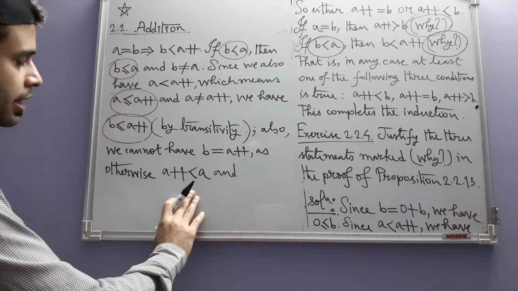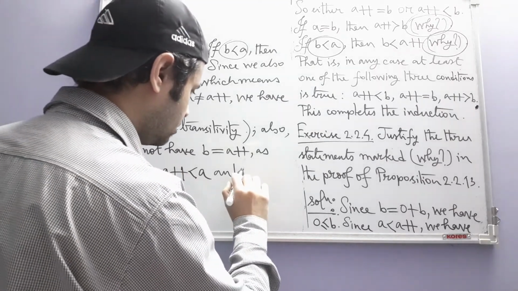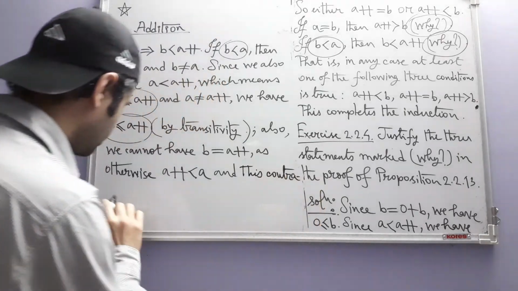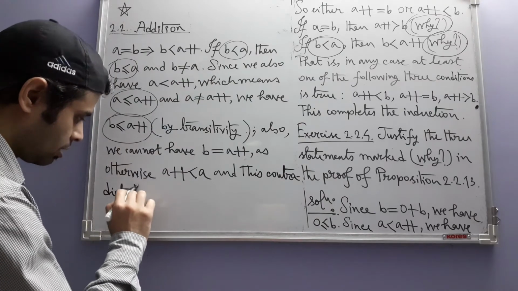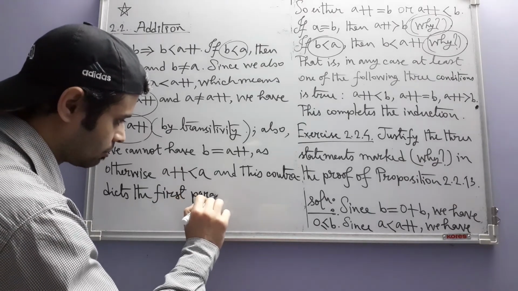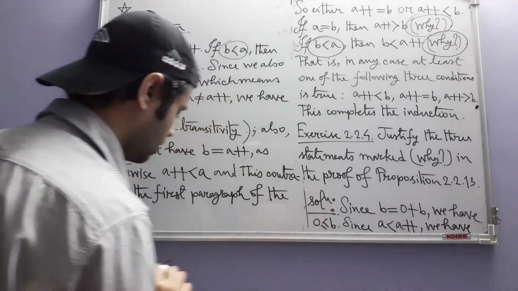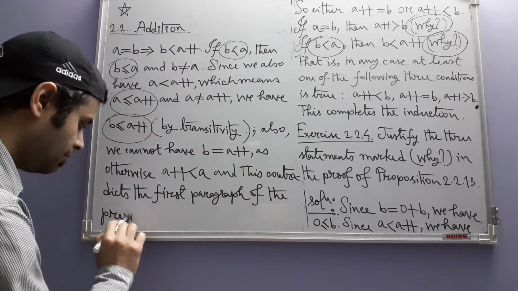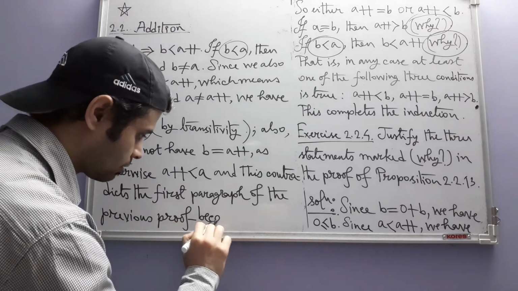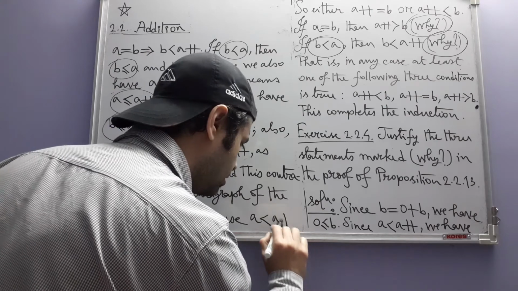The justification that I will give is this. And this contradicts the first paragraph of the previous proof, because we already know that a is less than a plus plus.